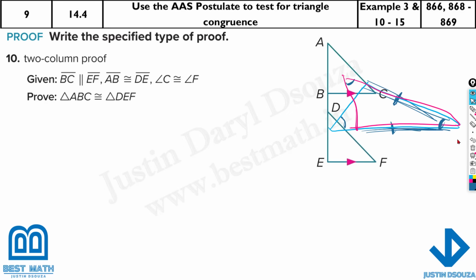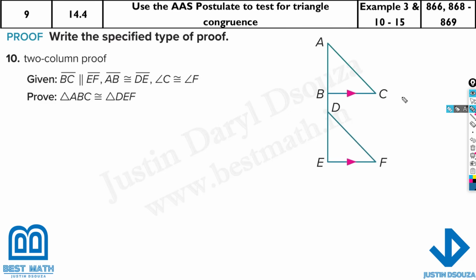Here we have a two-column proof similar to what we were doing. We'll directly see what's the reason behind the congruency. BC is parallel to EF. That means this is a corresponding angle. We don't know whether these both are parallel. So I know for sure this is parallel to this, right? So I can only tell B is corresponding to E, not anything else, okay?